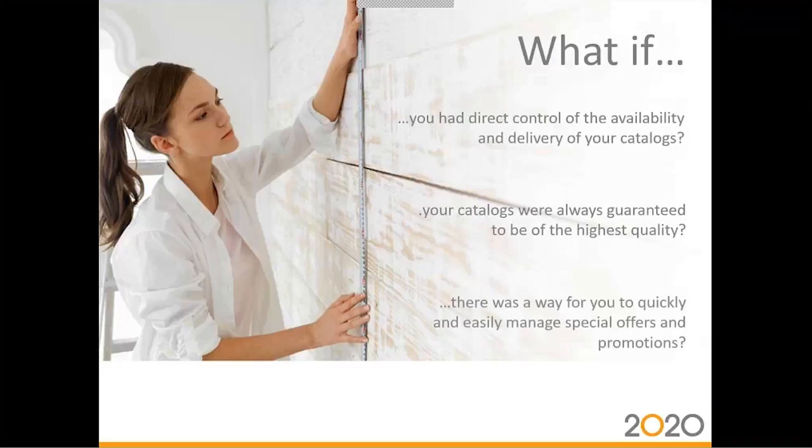And what if they had direct control of the availability and the delivery of the catalogs? And their catalogs were always guaranteed to be of the highest quality. And there was a way for you to quickly and easily manage offers and promotions. So because the cloud is working on live data, the manufacturer would have complete control of what catalogs are available for each software. So if a product was discontinued or no longer available or had a price increase or a price decrease, this could be managed very simply.